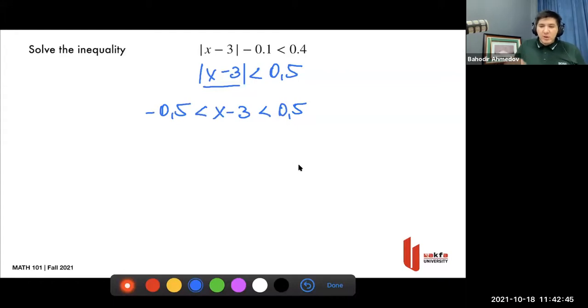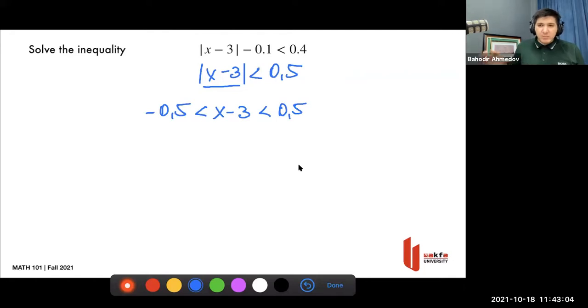Okay, so this is how we are going to open. If you don't understand what is going on, then just memorize this. Whenever you've got the absolute value less than some value, the expression inside the absolute value is going to be smaller than the value and greater than the negative of this value.